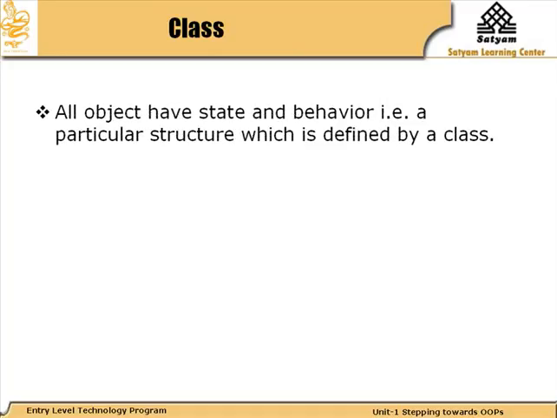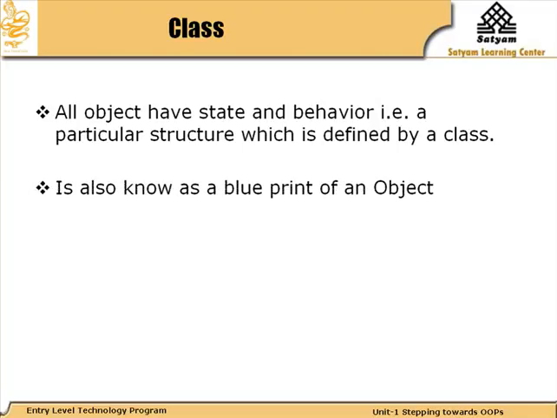Class. All objects have state and behavior, that is, a particular structure which is defined by a class. For example, if I have to build a house, then I first need the blueprint of a house. Here, the blueprint is what is defining the structure of the house, and hence can be considered as a class. And then the house itself is an object, as it needs to exist in the real world. Class is also known as the blueprint of an object.